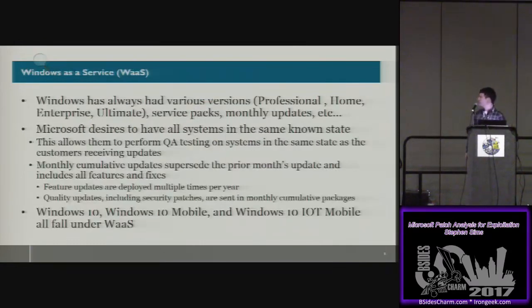Windows as a service, real quickly, this started with Windows 10 primarily, where it was known that there were going to be cumulative updates, and I'll talk more about what these cumulative updates mean a little bit later. Windows 7 and 8, they also wanted to push those operating systems towards using cumulative updates as well. And again, I'll explain more about that.